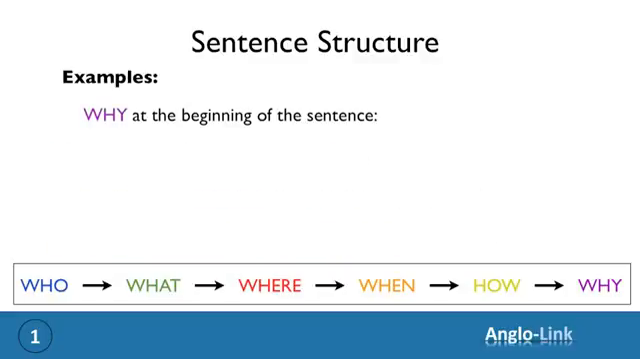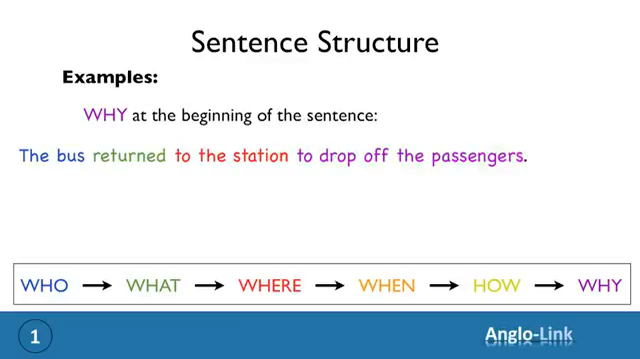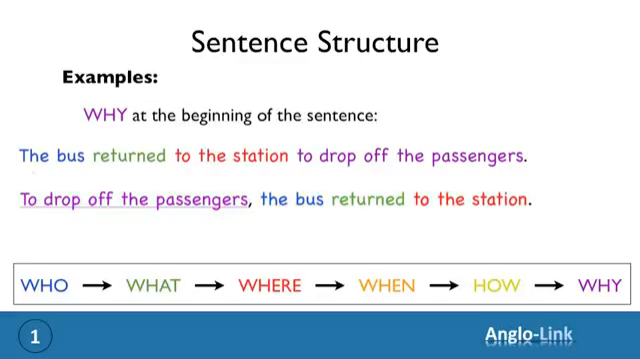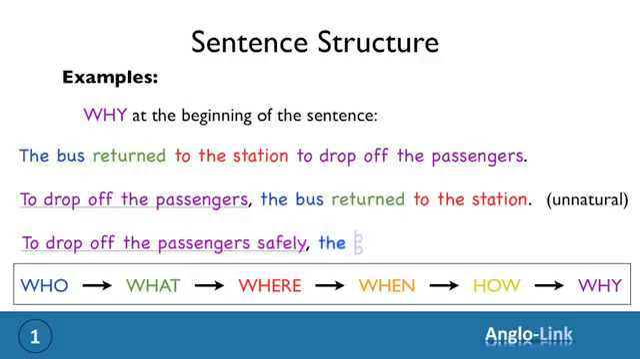And then one final example, putting why at the beginning of the sentence. We had a sentence, the bus returned to the station to drop off the passengers. Let's move the element why to the beginning. To drop off the passengers, the bus returned to the station. Once again, it sounds unnatural. But now let's emphasize the reason a bit more. For example, to drop off the passengers safely, the bus returned to the station, and it sounds fine.